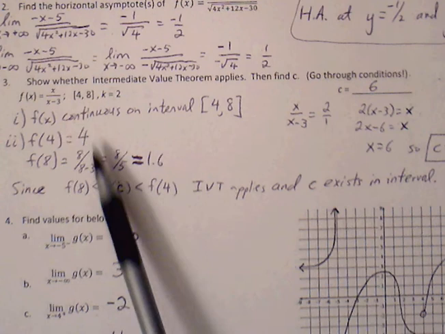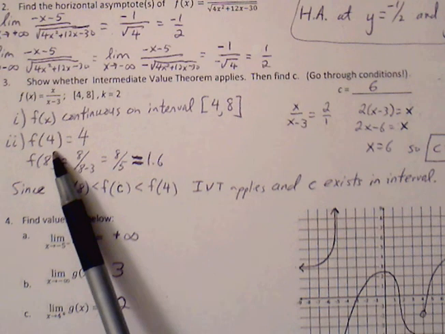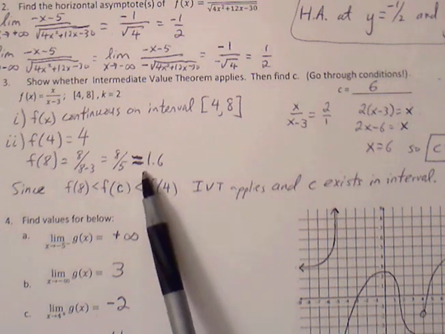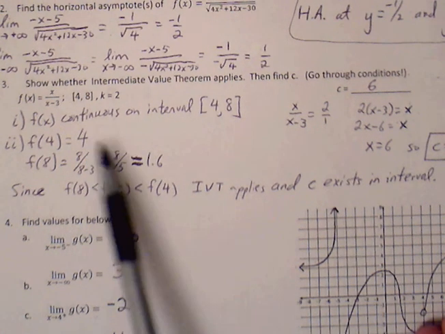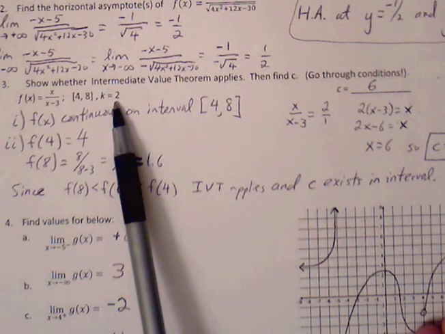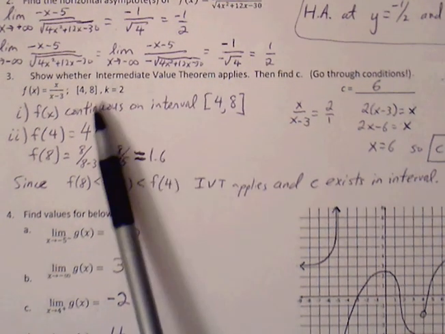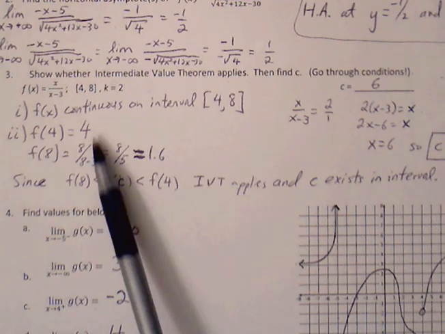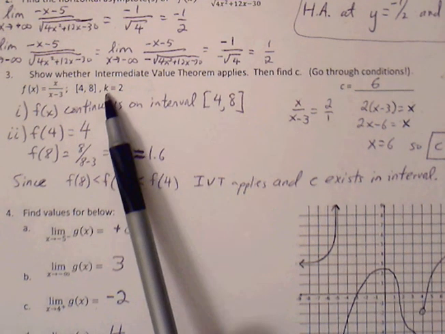Okay, so it passes the first condition. The second condition is having to test the endpoints. So let's plug the endpoints in. Plug in 4, we get 4 over 4 minus 3, which is 4. Plug in 8, 8 over 8 minus 3 is 8/5, and 8/5 is about 1.6. So let's compare these two y values. Between the y value of 4 and the y value of 1.6, our target y value is 2, and 2 is sitting between 1.6 and 4, so we know that IVT will apply. The graph is guaranteed to cross the y value of 2 simply by knowing that our graph is continuous and our endpoints sit above and below our target y value of 2.